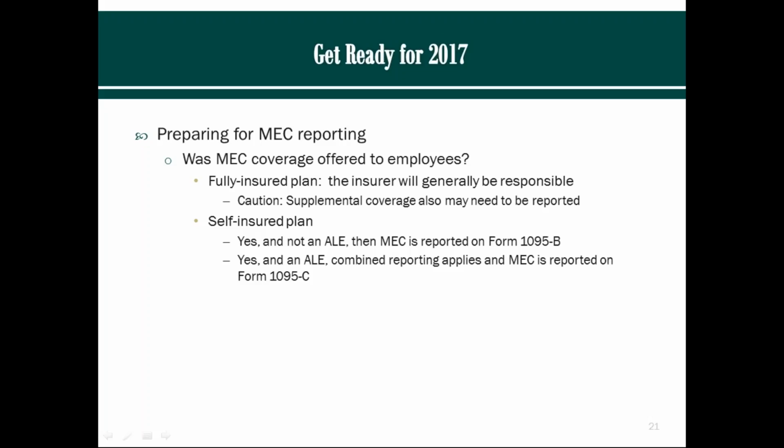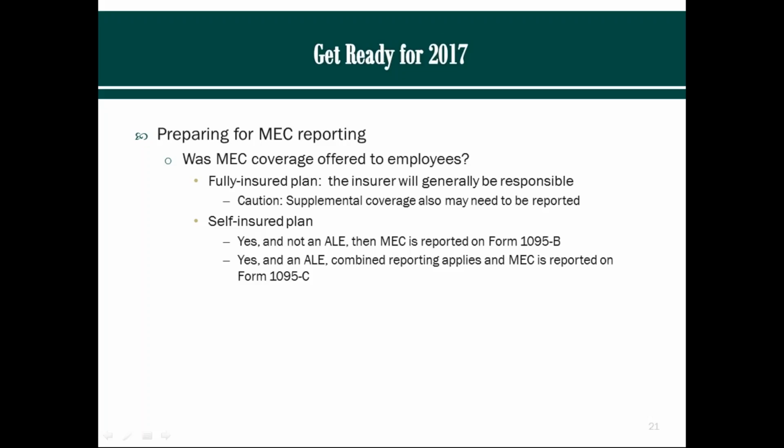My word of caution here is, I talk to a lot of employers who have a group health plan. It may be a PPO, it may be a high deductible health plan, and then they provide an HRA with it, a health reimbursement arrangement. A health reimbursement arrangement is considered a supplemental plan, and it is self-insured. Now, since it's self-insured, you would think, geez, I have to report that as MEC coverage.